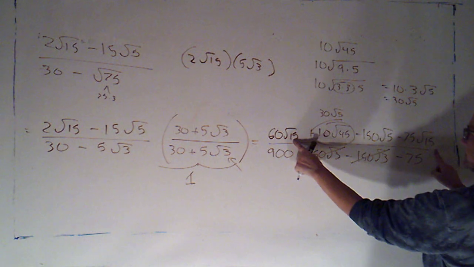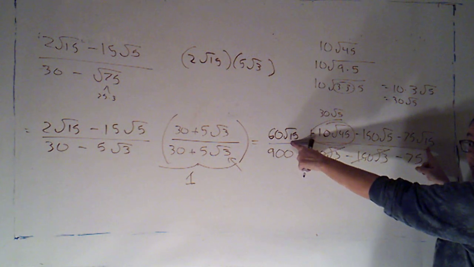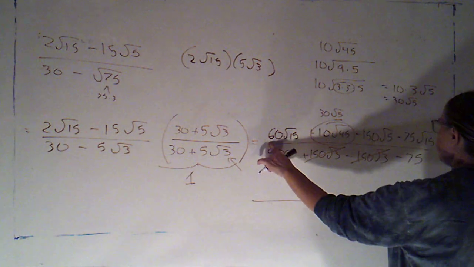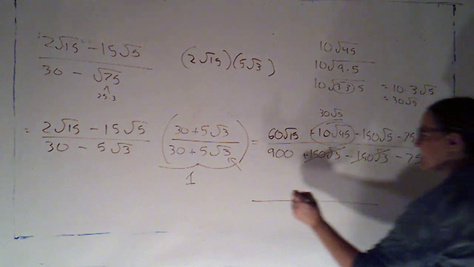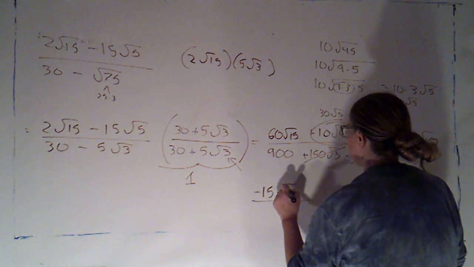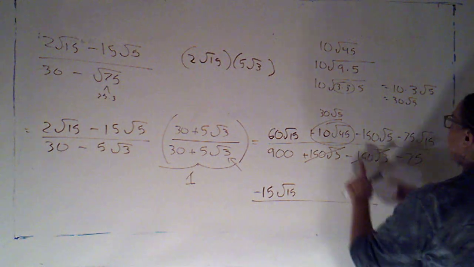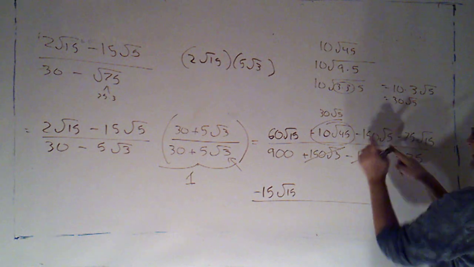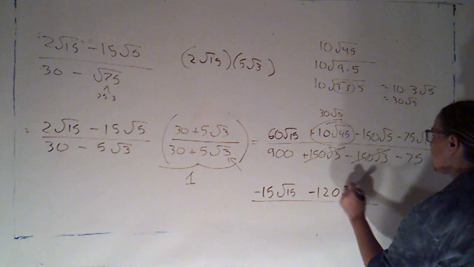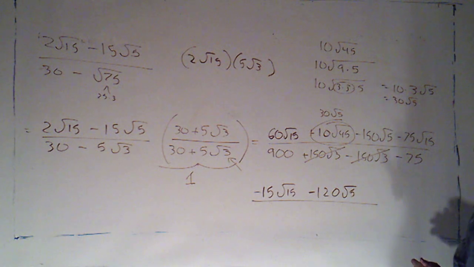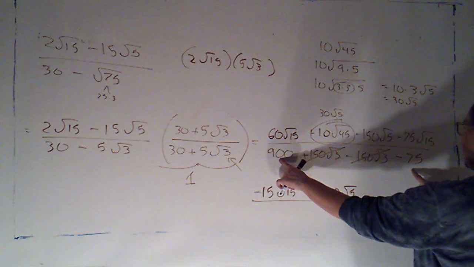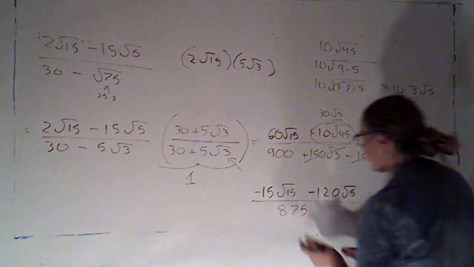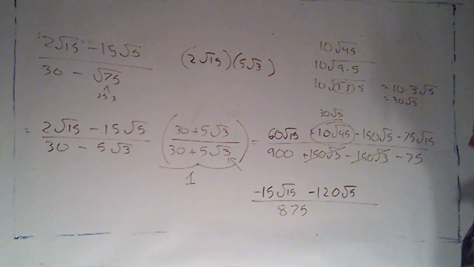These other roots don't simplify, but these guys are like terms because they're both root 15s. So if I consolidate, I have 60 of them minus 75 of them. That's negative 15 copies of root 15. And then I can combine the root 5s, because that's 30 of them minus 150 of them. That's minus 120 copies of root 5. And then on bottom we have 900 minus 75. That is 875. Now I'm almost there.